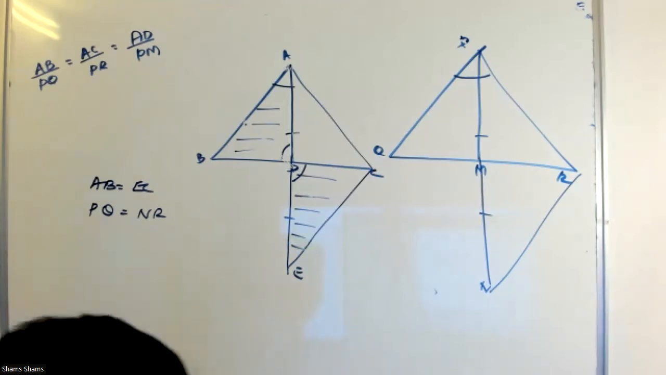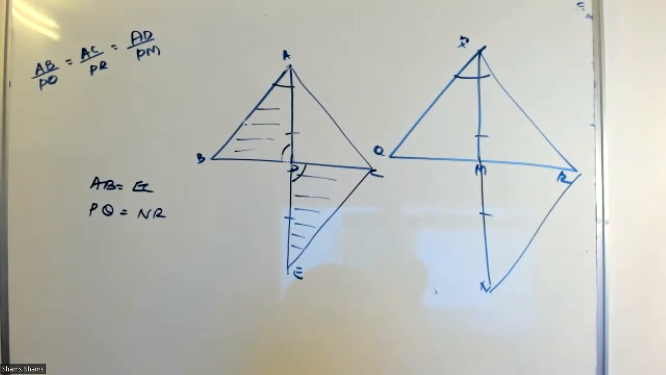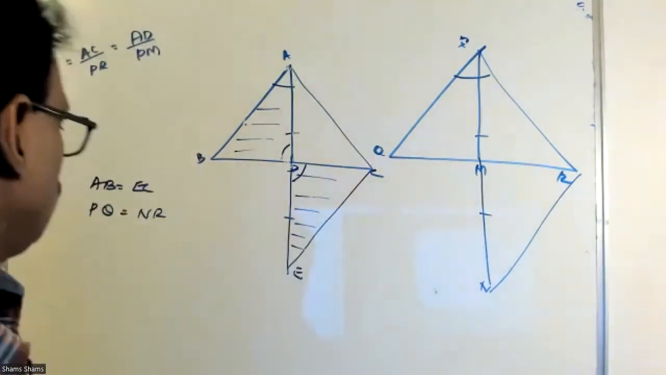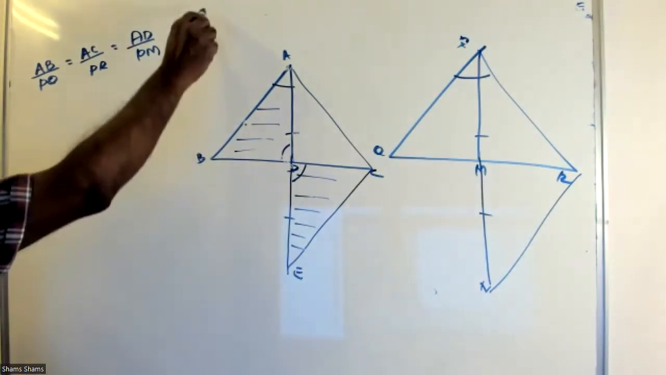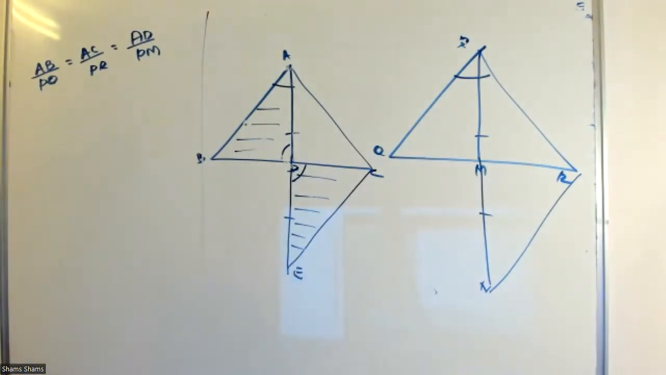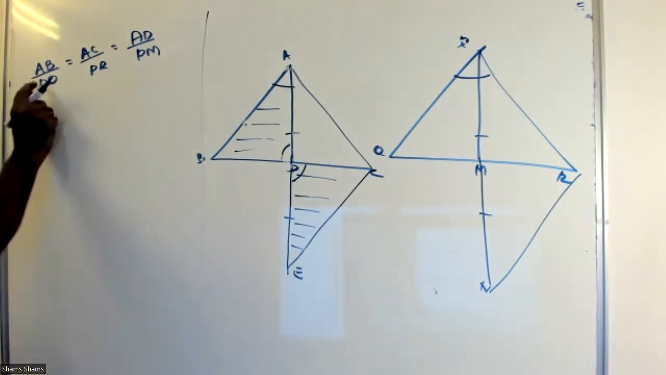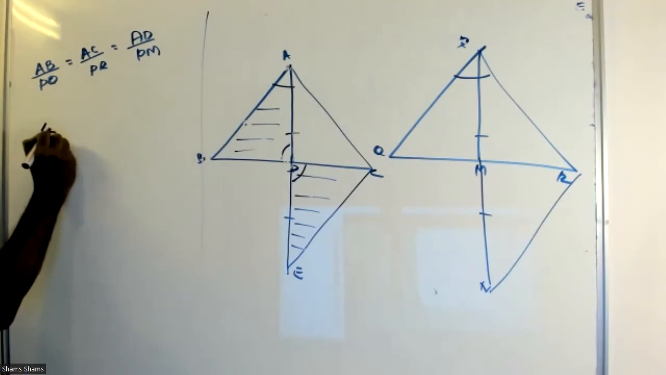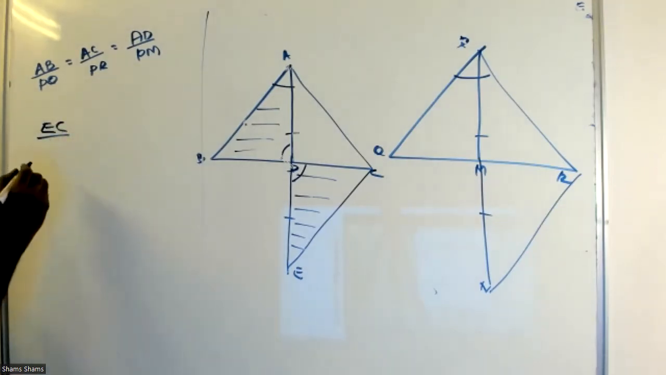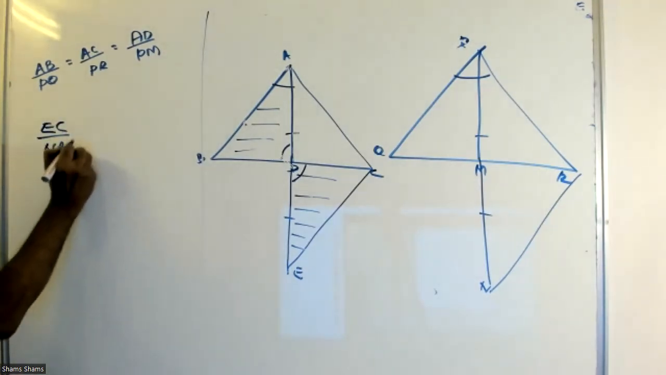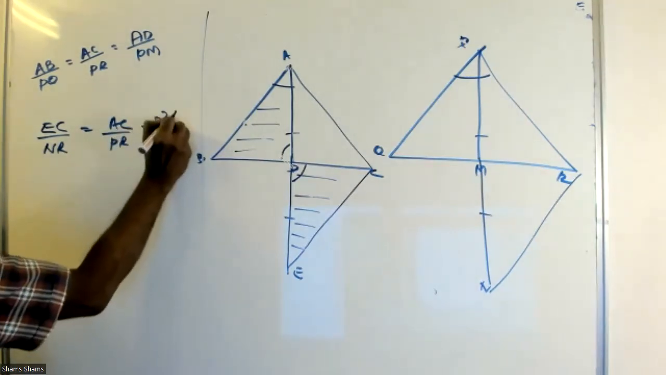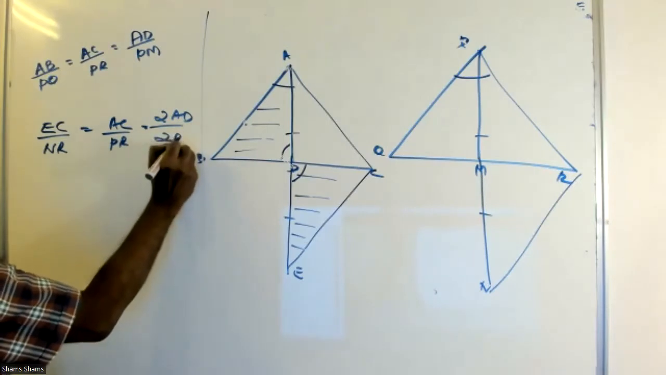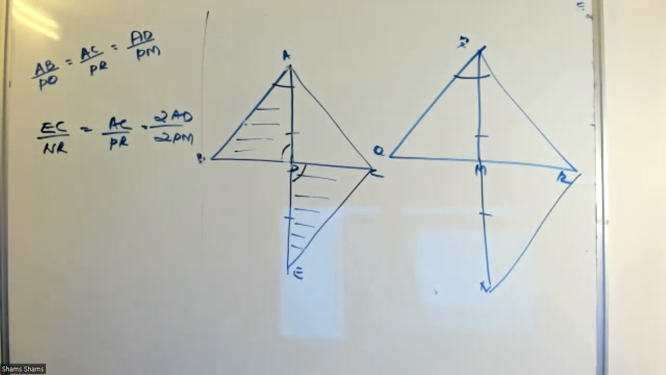Yes, sir. So now, look at the board. Don't write now. This is given: AB by PQ equal to AC by PR equal to AD by PM. I'll make some changes now. Instead of AB, I'm writing EC. Instead of PQ, we can write NR. AC, AC only. PR, PR. AD, I wrote 2AD divided by 2PM. Any objection? Okay, you're right.